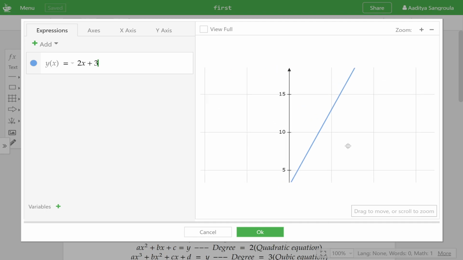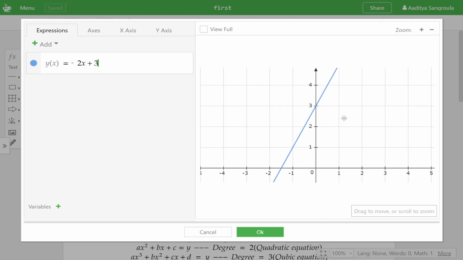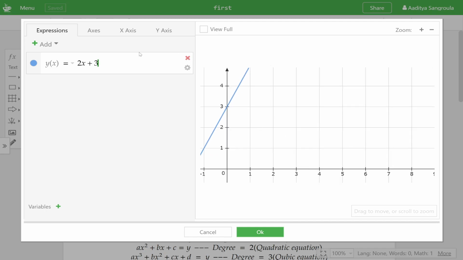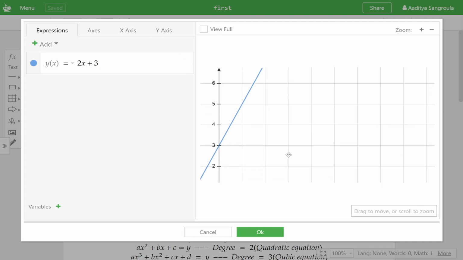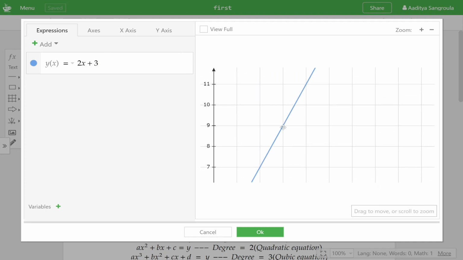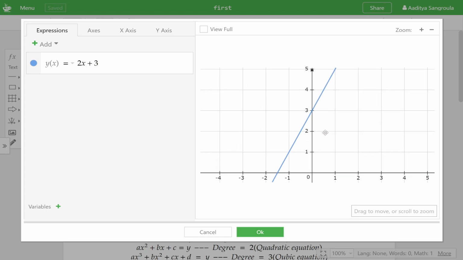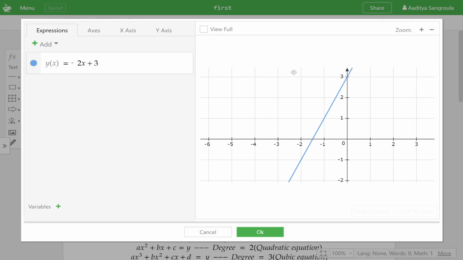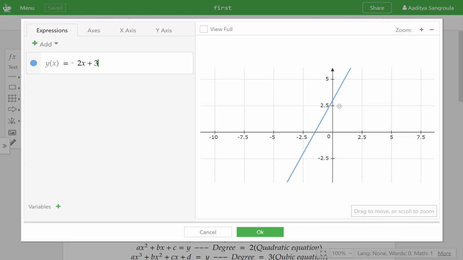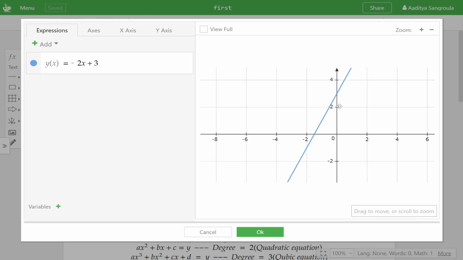That's the concept. And if x is 3, then 3 times 2 is 6, plus 3 is 9. See where it meets: it meets at 9. And when x is 0, that becomes 3, because 2 times 0 is 0, plus 3 is 3. So (0, 3). This is the straight line.